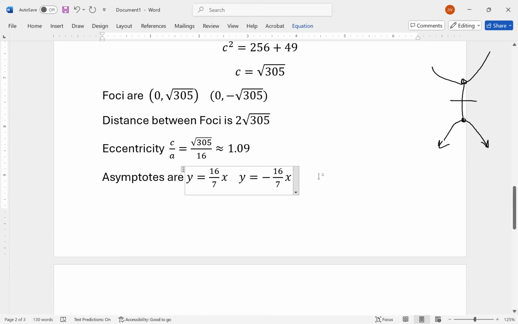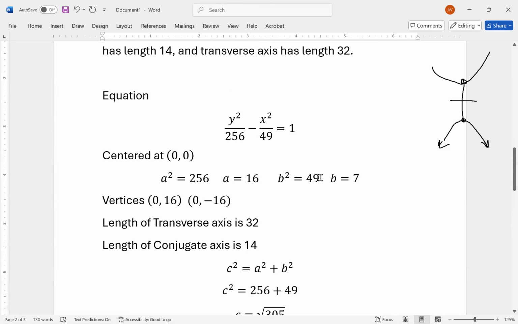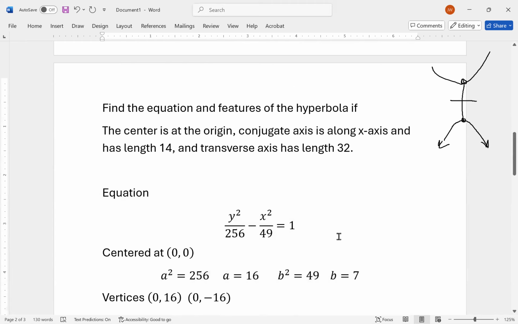And that gives me the equation and all of the features for this hyperbola.